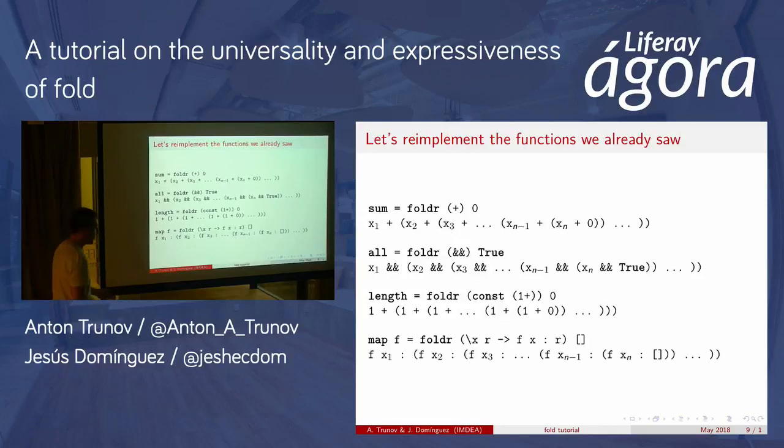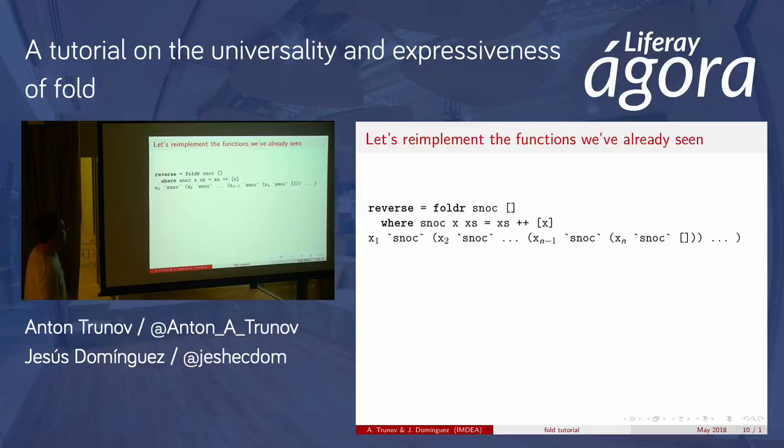Right, map. Map can be written as fold right as well. So you replace the empty list with the empty list. You replace every element with f of it. We basically map, right? And we just slap it again on top of the accumulator. So our accumulator will be a list, okay? Reverse. Reverse has the same form, right? So we just say foldr snoc of empty list.